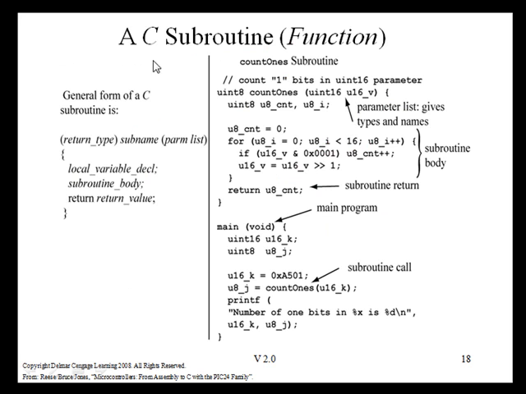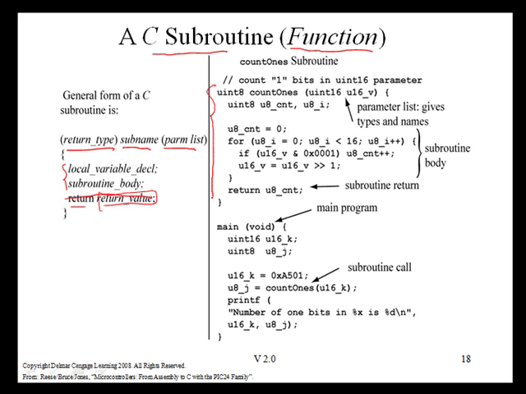This slide shows a general form of a C subroutine. By the way, different high-level languages call subroutines by different names. In C, the name is function. So a C function has a function name, has a parameter list, and has a return type. Brackets enclose the body of the function, and there's an optional return statement you can use that will return the value of the function. Not all functions have to return a value, so you can have functions without this.